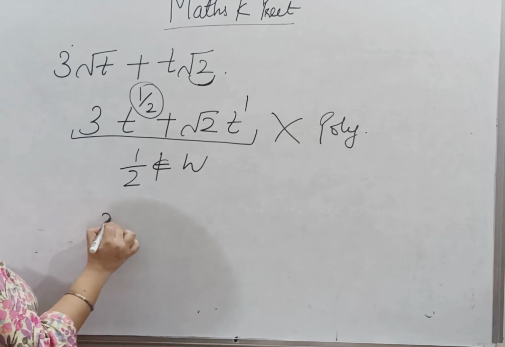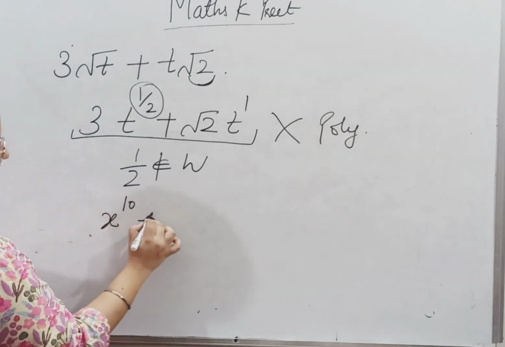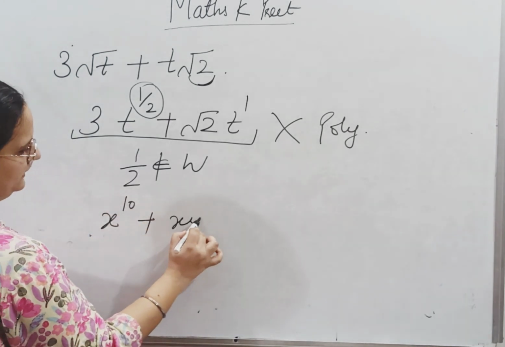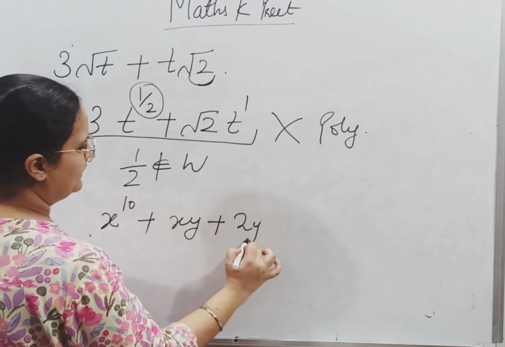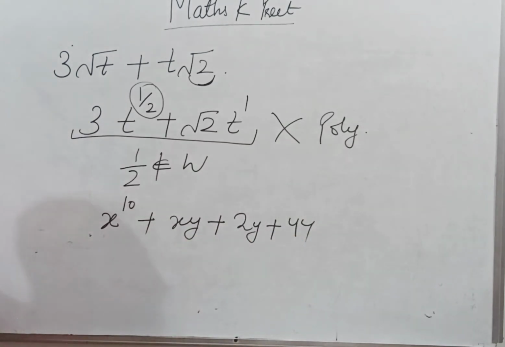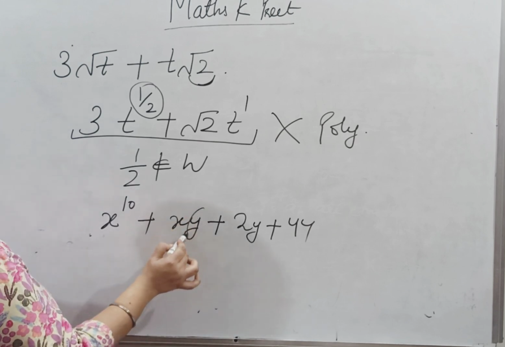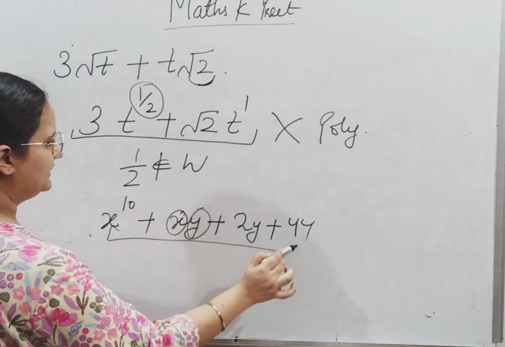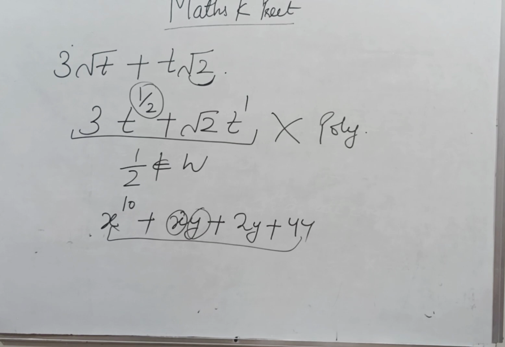So let's take another example. x raised to power 10 plus xy plus 2y plus 44. This is an algebraic expression, but this is involving two variables, x and y, and we are here talking about a polynomial in a single variable. So this is not fitting in our definition or topic of today.